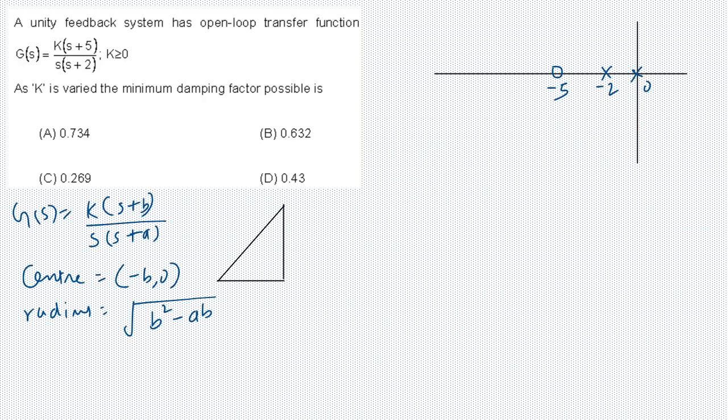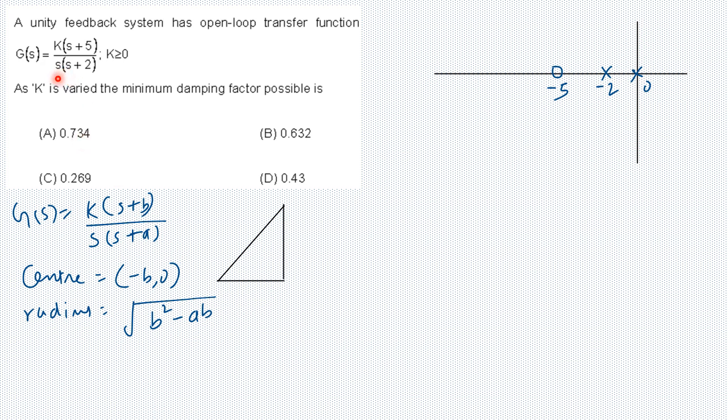Hello friends, today's question is we have been given an open loop transfer function and we have to find the minimum damping possible as k is varied. Okay, so k is varied from 0 to infinity, so we can plot a root locus and see what is the minimum damping. Okay, so how to proceed?